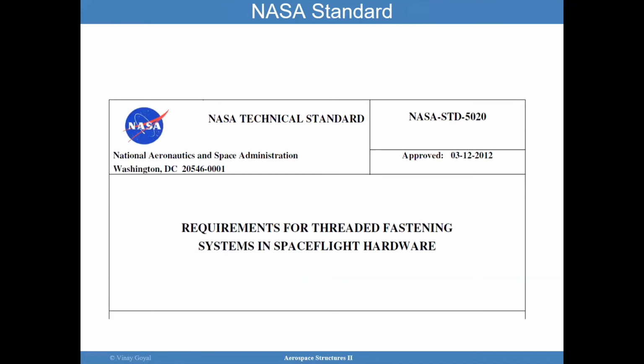So in the aerospace applications world, we use NASA standard 5020A. We'll be discussing 5020 today. These are the requirements for threaded fastening systems in spaceflight hardware. And there is a new version 5020A that I recommend that you go through. But today we'll be discussing 5020, NASA 5020.